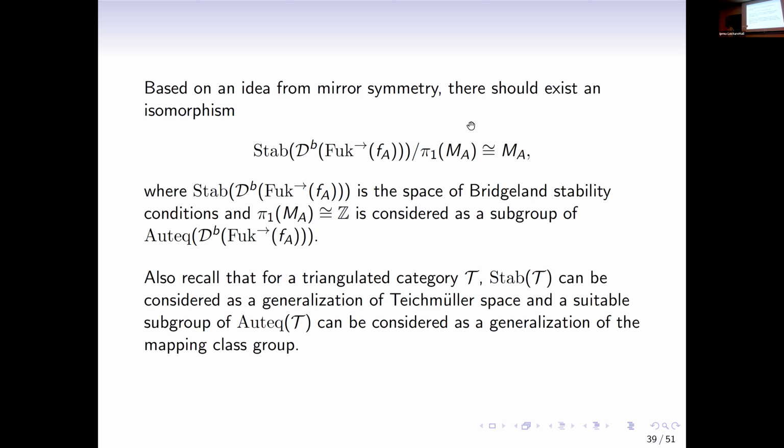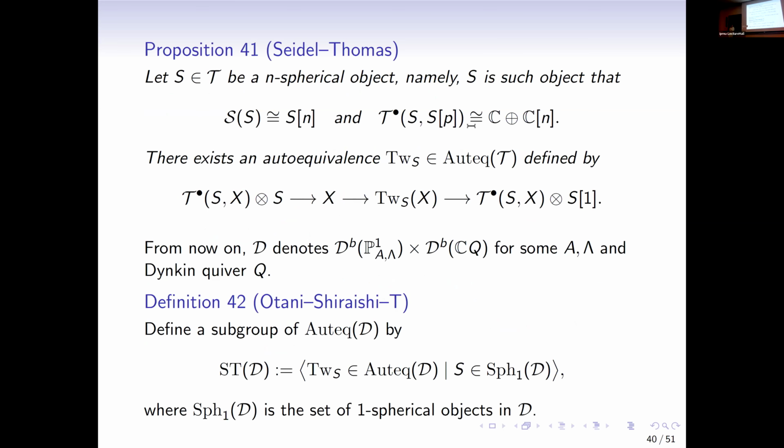So this is the idea, and also the space of stability conditions can be considered as a generalization of Teichmüller space, and this auto-equivalence group can be considered as a generalization of the mapping class group. So altogether, based on all this philosophy, we come to this group.